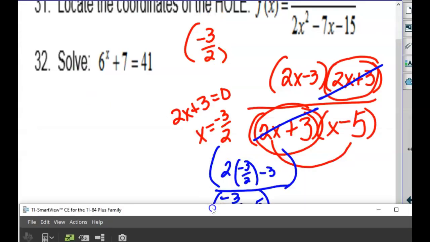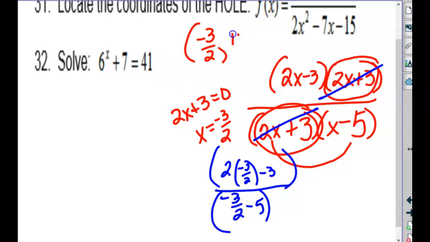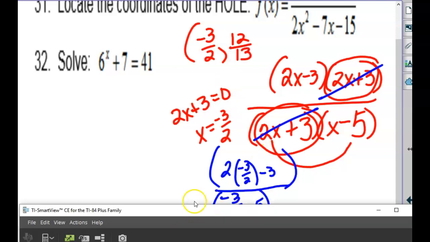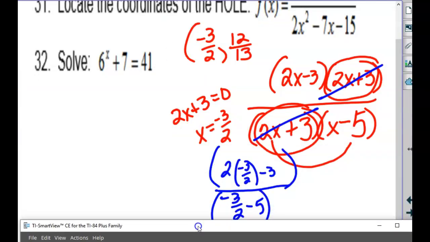Where's my calculator? There we go. So 12/13, was it positive? I forgot already. Yes. So that's where the hole exists.